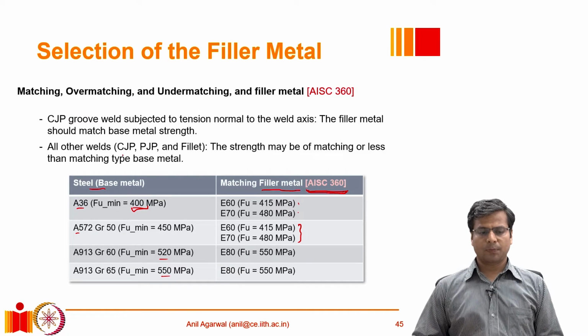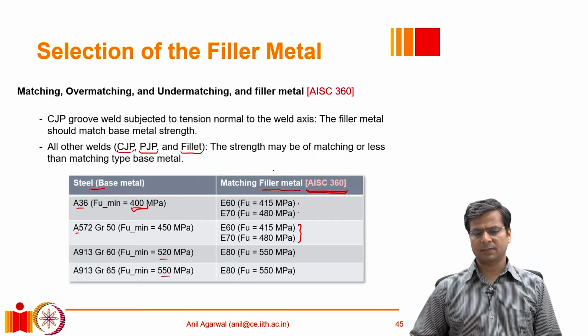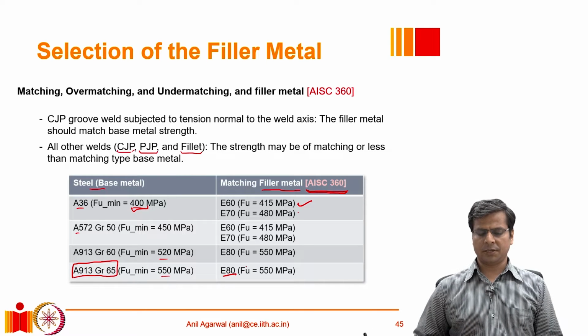In addition to these, generally it is okay for most of the complete joint penetration groove welds, partial joint penetration welds, and fillet welds, to either use the matching strength or a lower strength. So for example, if I am dealing with an A913 grade 65 steel plate and I want to weld it to another plate of similar strength, I can use E80 if I am using a fillet weld, let's say. I can use E80 or I can use any of these which have lower strength than E80.